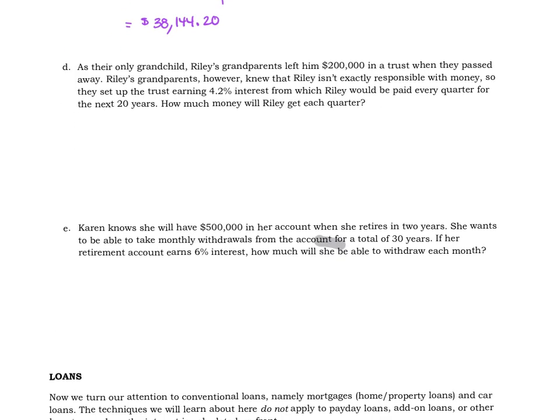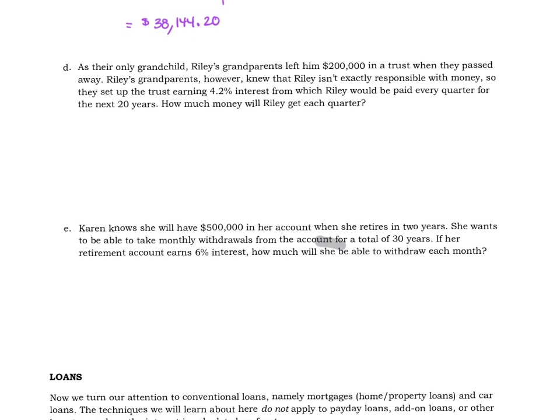All right, so let's say that Riley's grandparents left him $200,000 in a trust when they passed away. But they knew that Riley wasn't very responsible. So they set up a trust earning 4.2% interest, which he would be paid every quarter for the next 20 years. Okay, so again, that is a withdraw. That is money coming out of the account that he's going to get every quarter for the next 20 years.